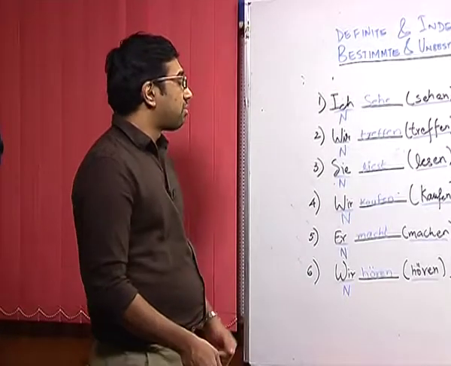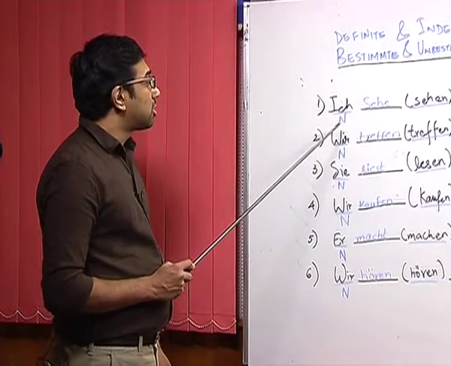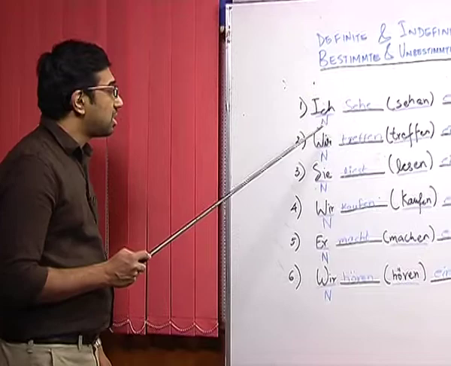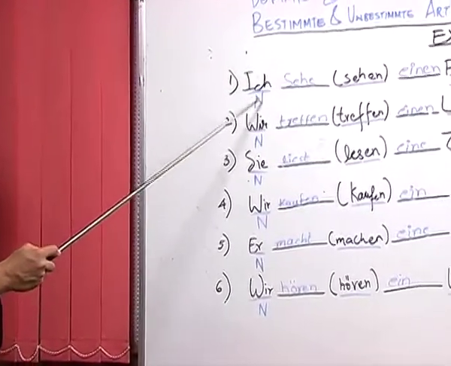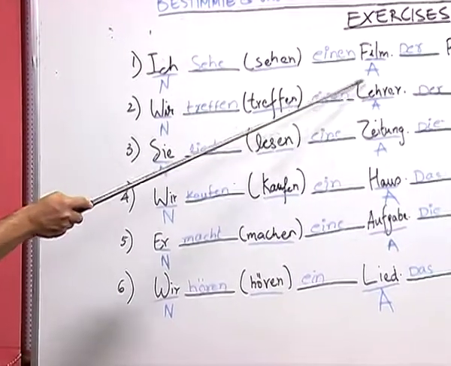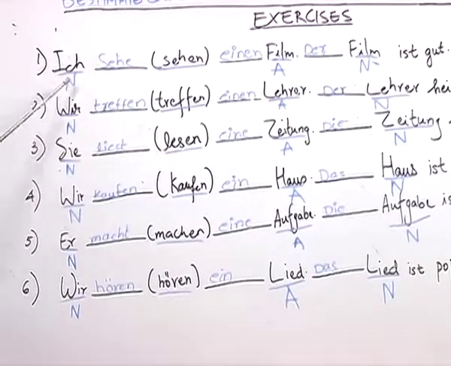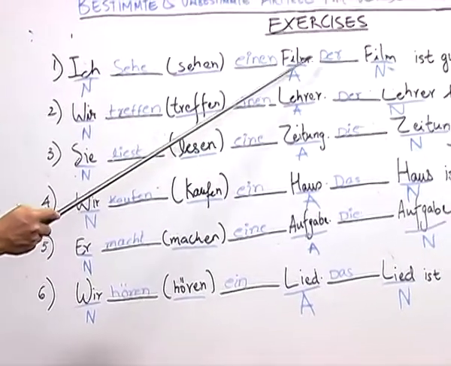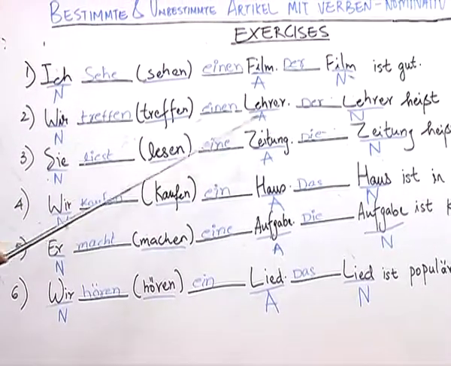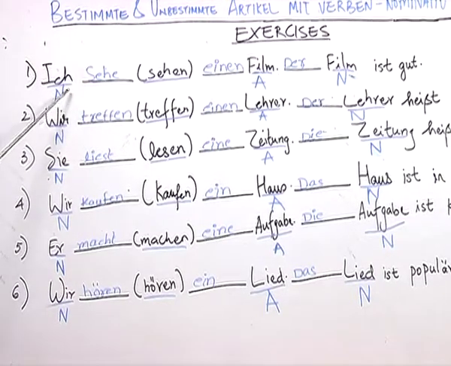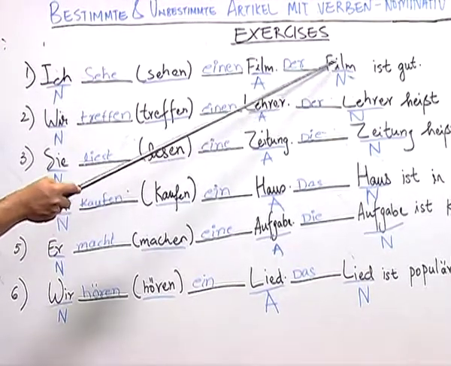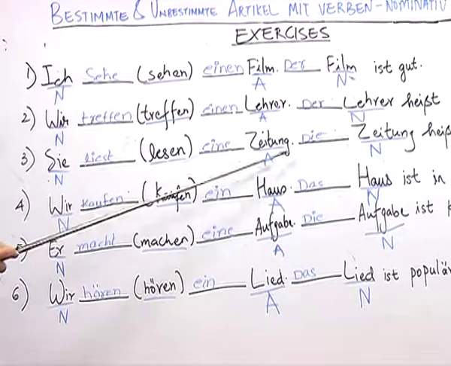Also, our other student marked the nominative and the accusative in each of the sentences. Now, as you can see, the student had correctly marked the nominative and the accusative, looking at the position of the subject and the object in each of the sentences. So, here in the first sentence, ich is the nominative, the one marked for Film is accusative, and the other for Film is nominative.